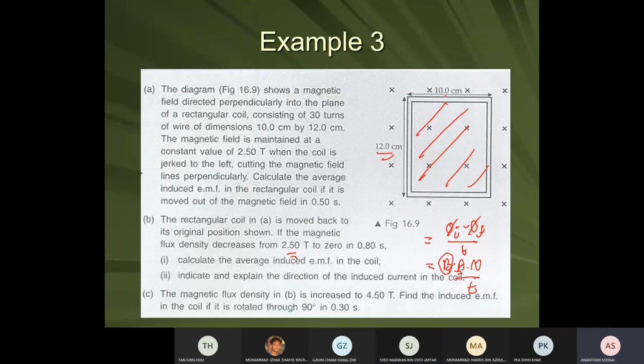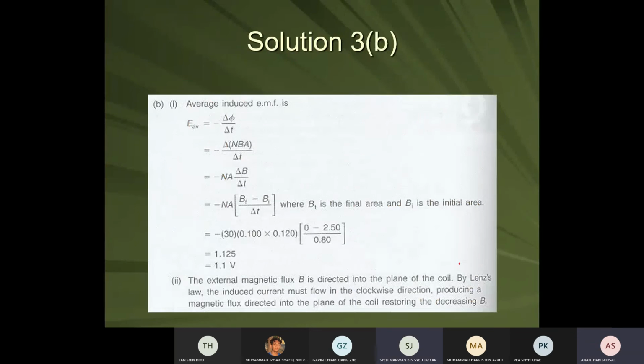So 12 times 10 to the minus something, changed to meters. Then N is how much? N is 30 turns. Time to change this magnetic field is 0.8. So I'll get the EMF. Okay, so the B answer will be like this.